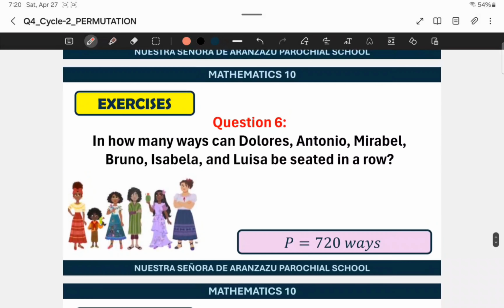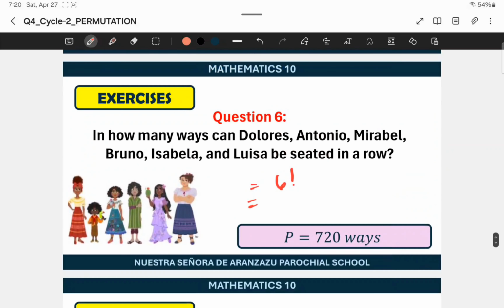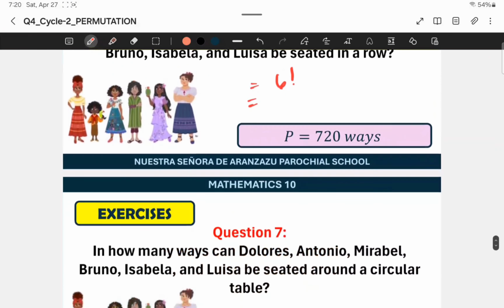Okay, next. In how many ways can Dolores, Antonio, Mirabel, Bruno, Isabella, and Luisa be seated in a row? So, ilan ba yung arrangement natin, or ilan ba yung tao na kailangan i-arrange? So, ilan ba sila? 6. So, that is 6 factorial. And 6 factorial is equal to 720. Okay? So, it is the same with the question number 1 kanina.